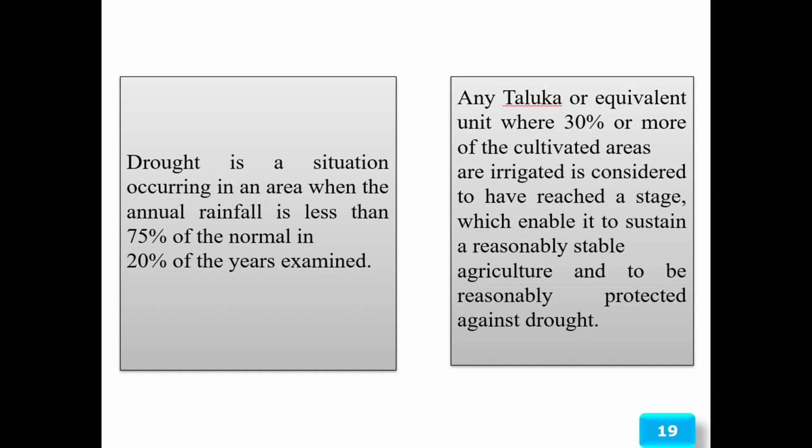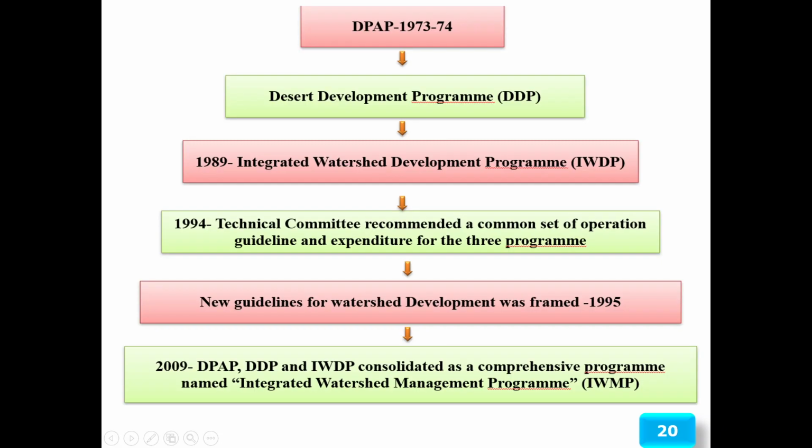So drought is a situation occurring in an area when the annual rainfall is less than 75% of normal in 20% of years examined. Any taluk or equivalent unit where 30% or more of the cultivated area is irrigated is considered to have reached a stage which enables it to sustain reasonably stable agriculture and to be reasonably protected against drought. The programme was started by the ministry in 1973-74.